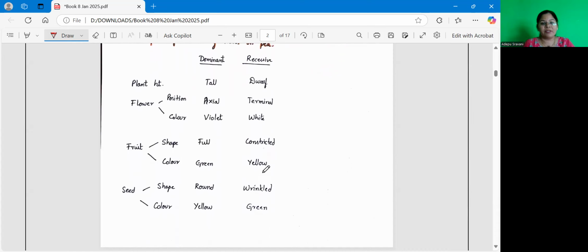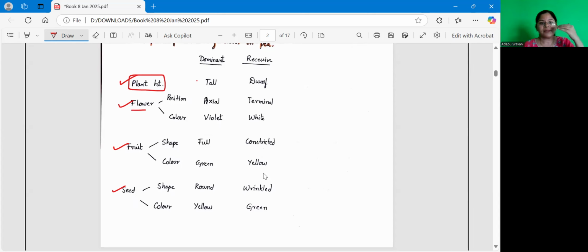So here this table is very, very important. Mendel has taken 4 things: plant height, flower, fruit, and seed. If you remember it like this, it will be very easy for you to remember things. So for plant height, we have only one character, that is the height of the plant. So tall and dwarf. Tall will be the dominant. I'll tell you a trick to remember this later. Now, if you consider flower.